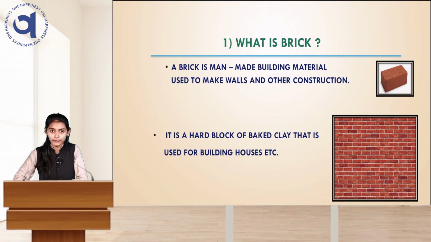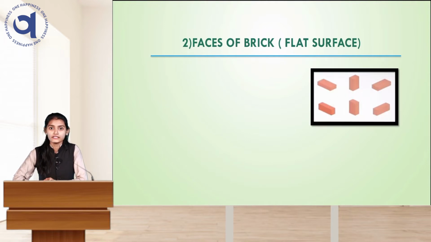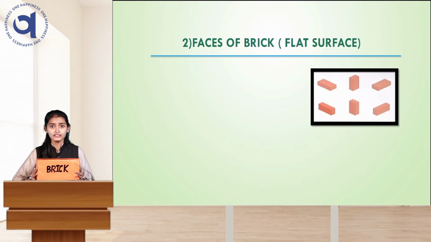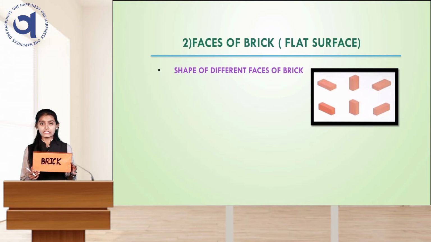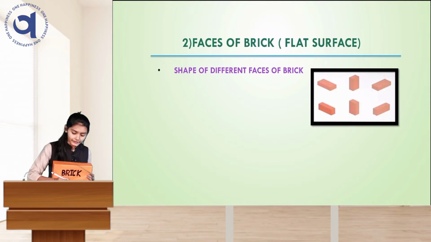Remember, building means making. Now next, second, faces of brick. It has flat surface. Here you can see the picture of all the faces of brick in different angles. And also you can see here it is a brick and it has flat surface. So first is shape of different faces of brick. So you can see here it has rectangle shape. All the faces of brick has rectangle shape. See, it is also rectangle. So here I write rectangle.